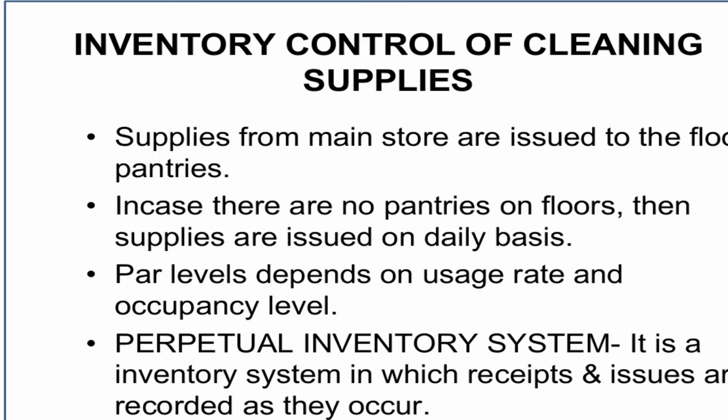Supplies from the main store are issued to the floor pantries. In case there are no pantries on the floors, the supplies are issued on a daily basis. Par levels depend on usage rate and the occupancy level.